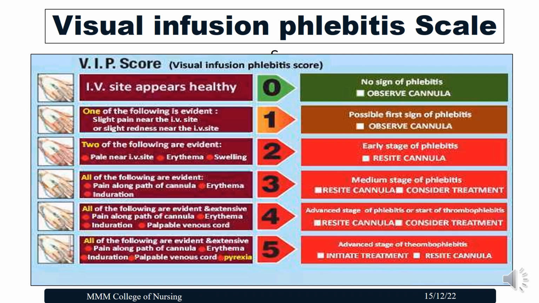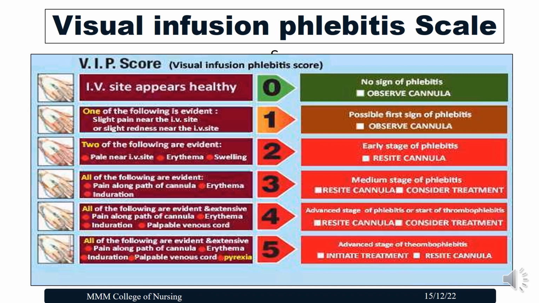In grade 4, all of the following are evident and extensive: pain along the path of the cannula, erythema, induration, and a palpable venous cord. This is the advanced stage of phlebitis or the starting of thrombophlebitis, where the nurse needs to resite the cannula and also consider treatment.